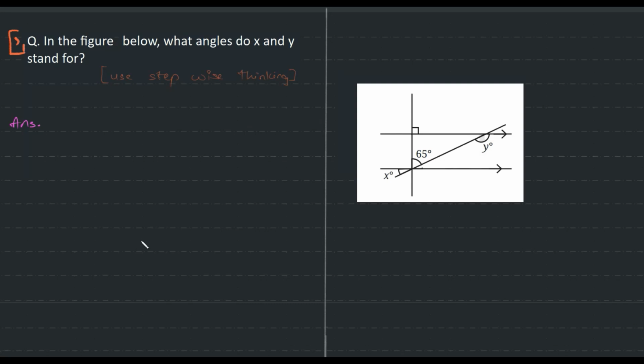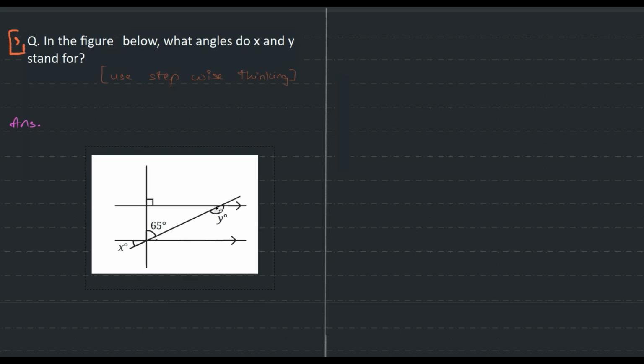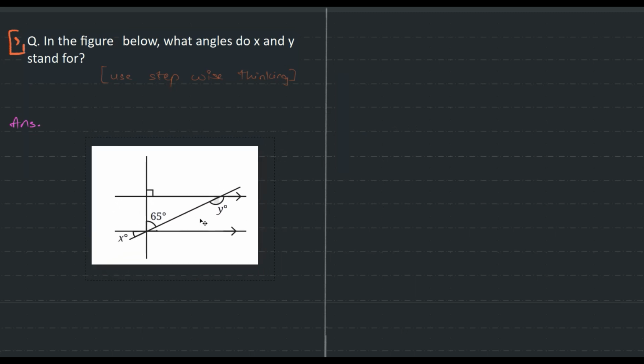In the figure below, what angles do X and Y stand for? I don't know why I kept it over there. Okay, so how will we go on doing this? In place of one angle, there are two angles. That's it. So not to think too much.